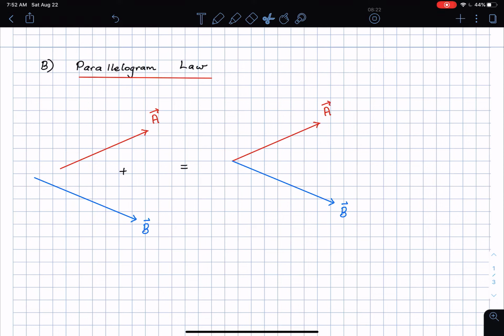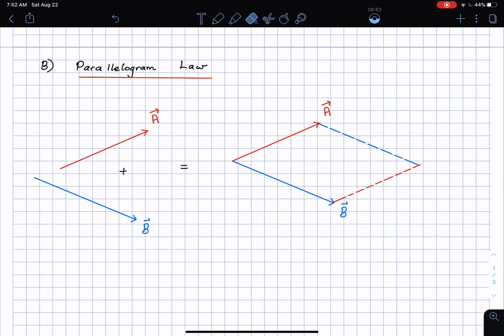Then what I do is this. I take a line from the head of A and I draw it parallel to the vector B. I do likewise. I take a line from the head of B and I draw it parallel to the vector A. These are parallel lines, right? This line here is parallel to the vector B in the same color as vector B. This line here is parallel to the vector A in the same color as vector A.